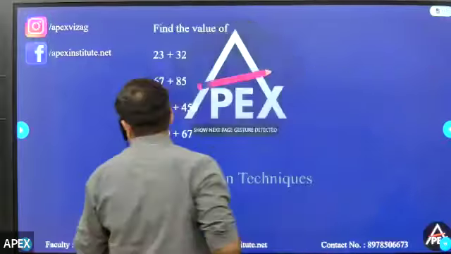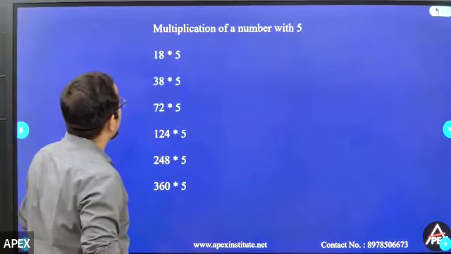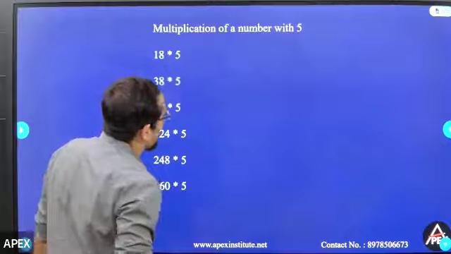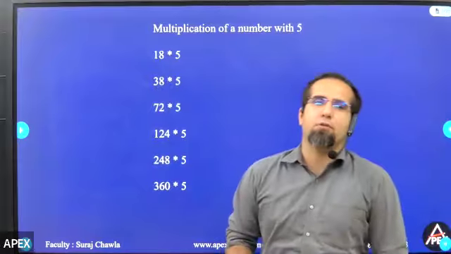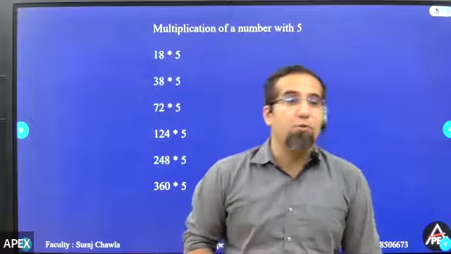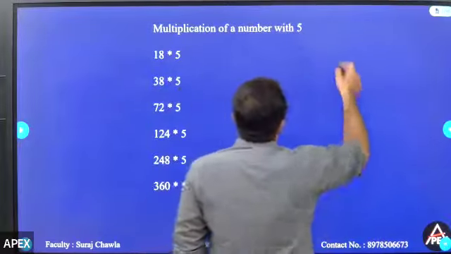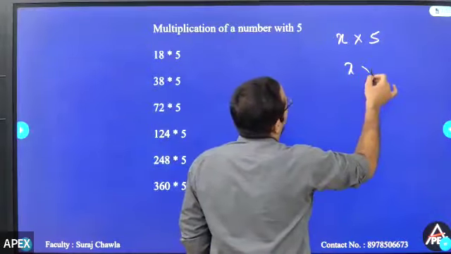We were at multiplications, right? Now we'll learn a few more simple multiplication tools. Multiplication of a number with 5 is a very commonly asked calculation in the examination. The easier way to remember is half of 10. Clear? So, whenever I'm asking you x into 5, I can write this as x into 10 divided by 2.